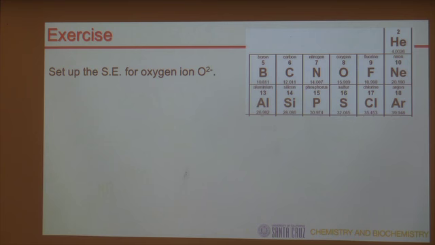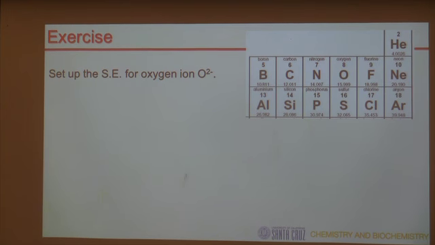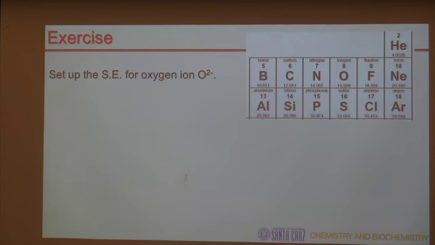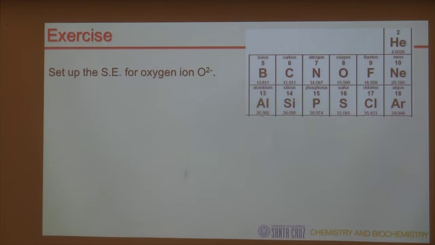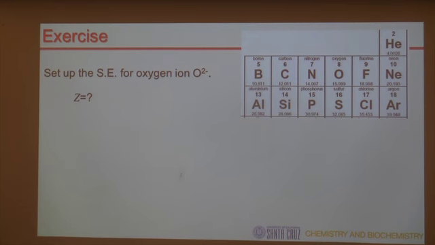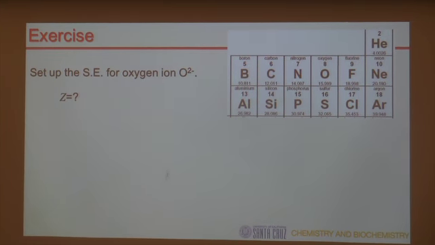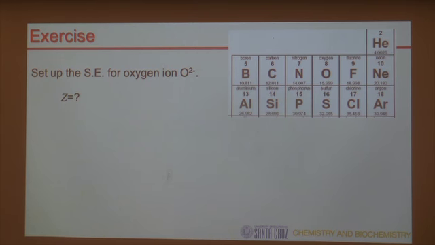Some of you have already finished, and actually have the correct expression, pretty good. Some of them may have minor mistakes. So the first thing is I want to ask you some questions before we go on. What is the Z value? 8 or 10? 8.